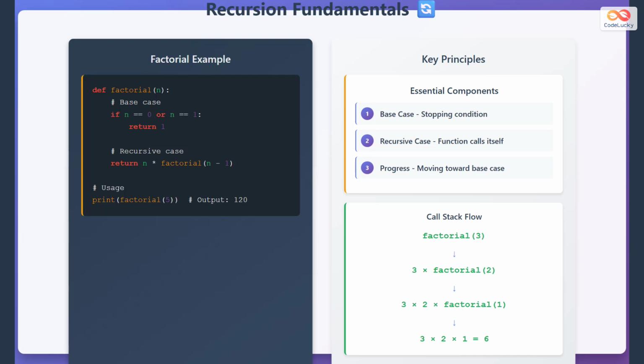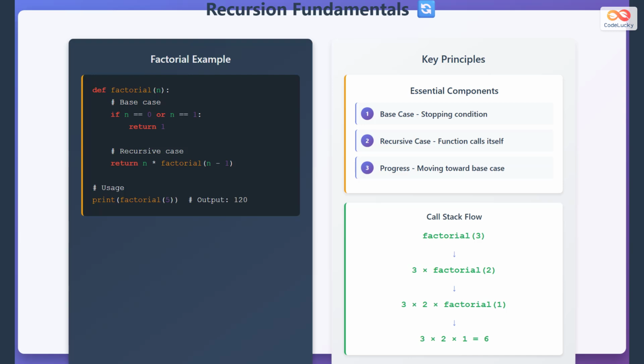Recursion is a programming technique where a function calls itself to solve smaller instances of the same problem. Every recursive function must have 3 essential components. First, a base case that stops the recursion and prevents infinite loops. Second, a recursive case where the function calls itself with modified parameters. Third, progress toward the base case with each recursive call.